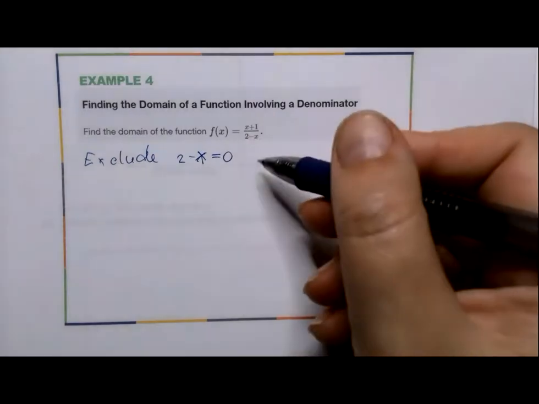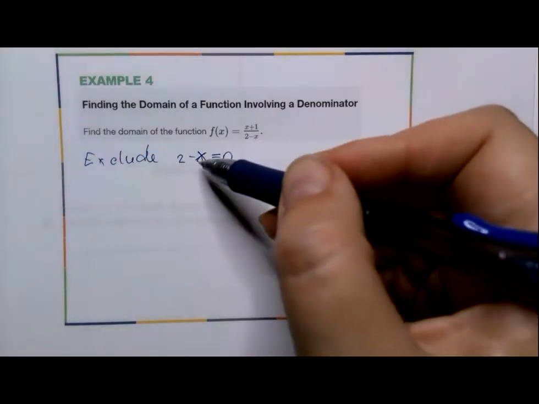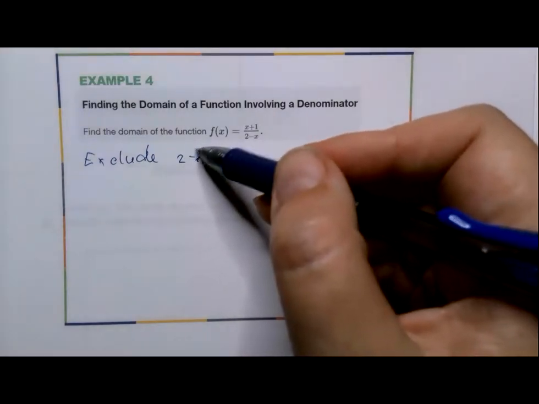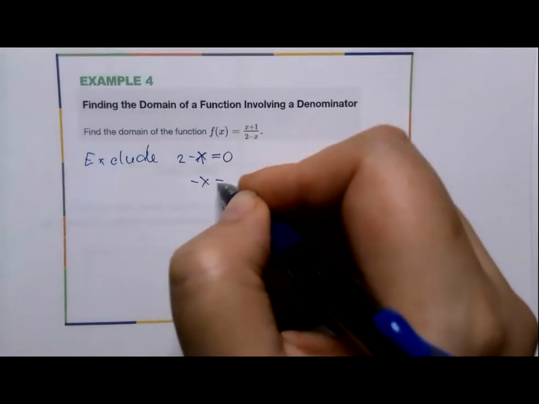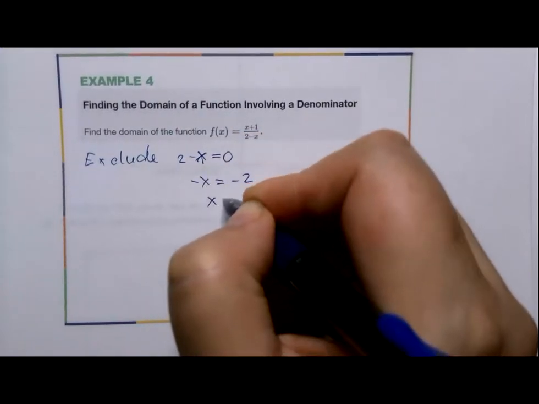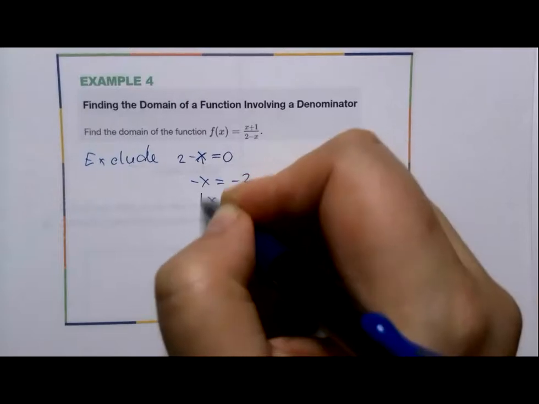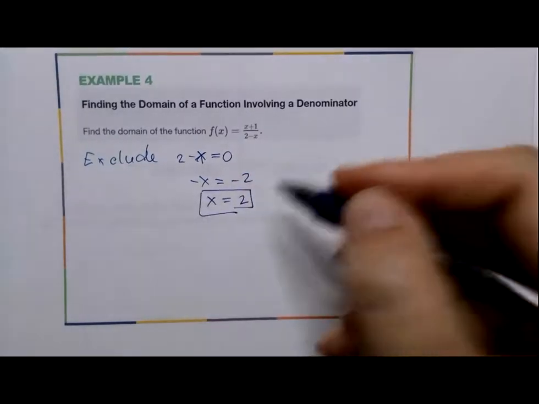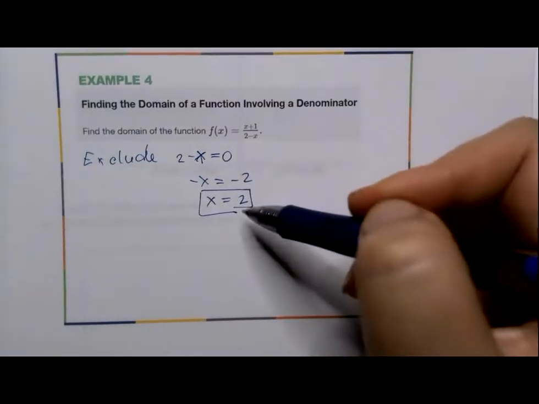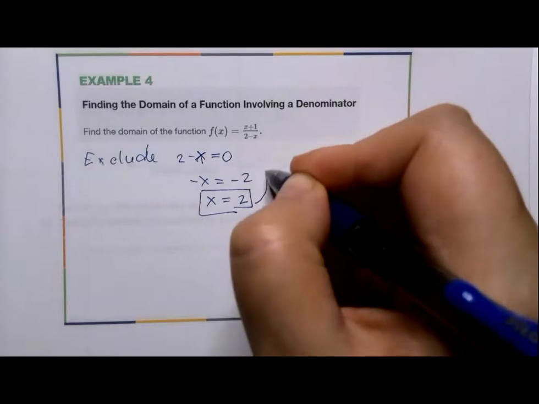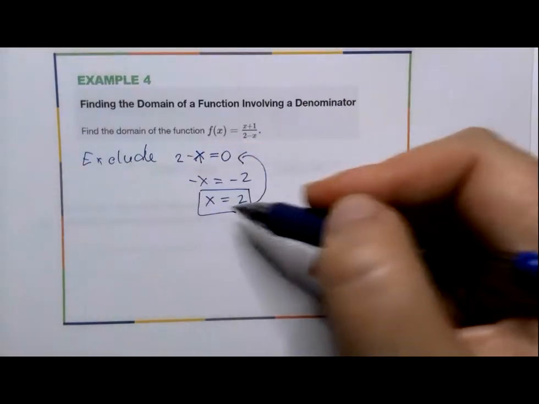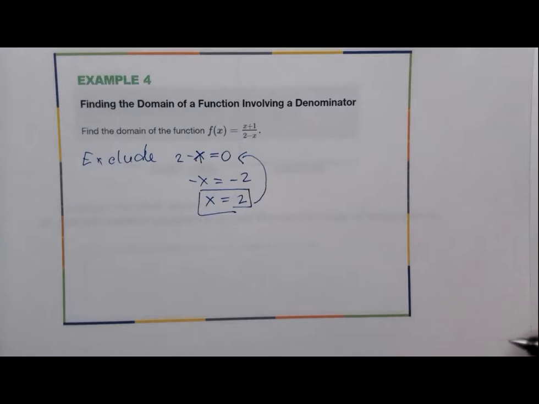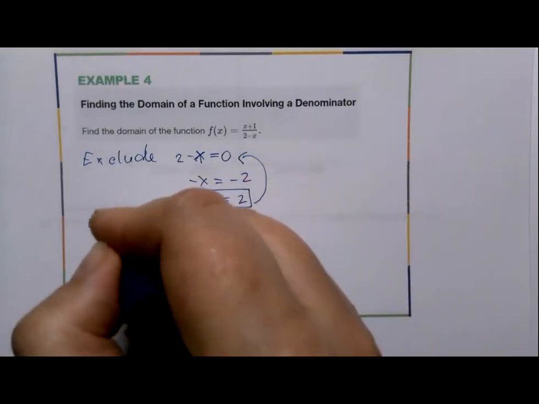What is the solution to this equation? Which x will turn 2 minus x into 0? And this is a no-brainer. I hope it's easy for you to solve this kind of an equation. So we said x equals 2. That value will turn your denominator into 0, so we need to exclude it. We exclude x equals 2 from the domain.